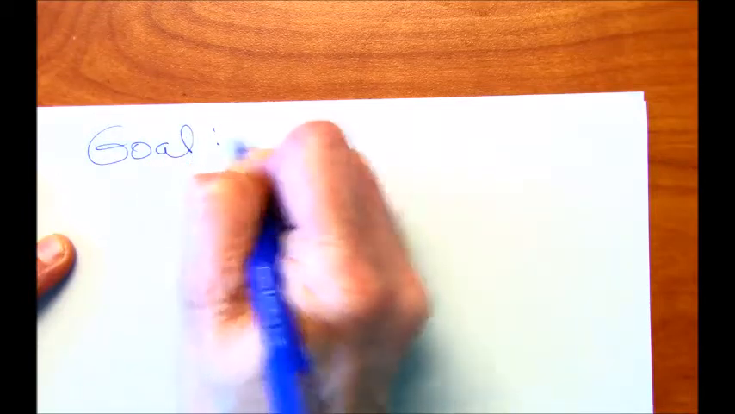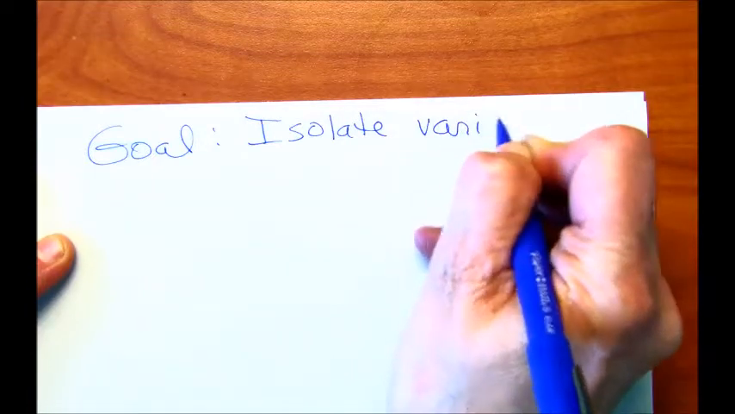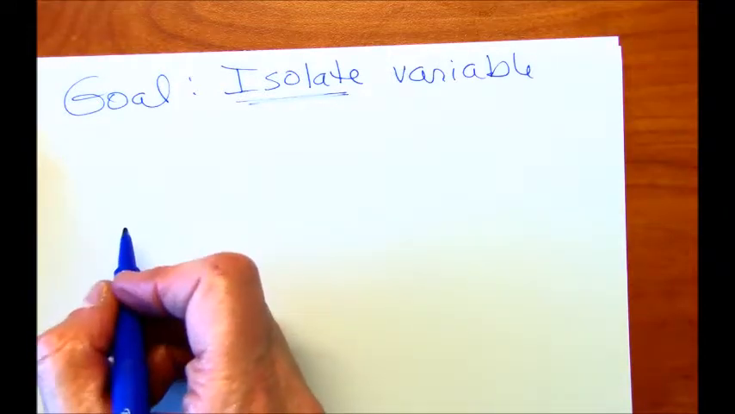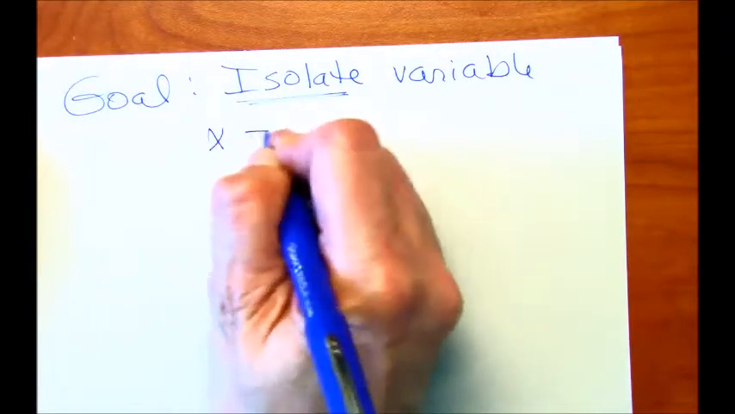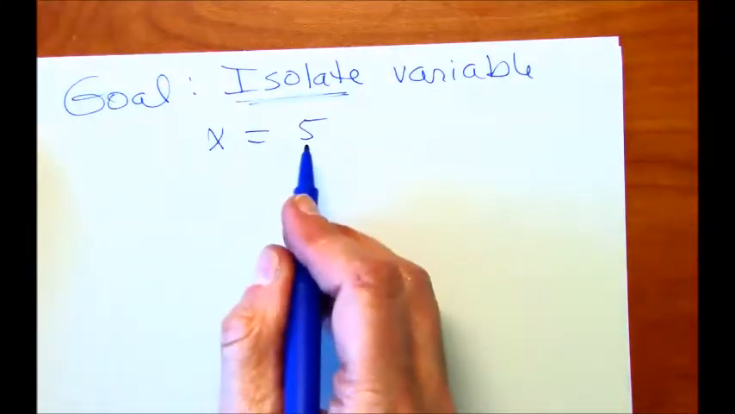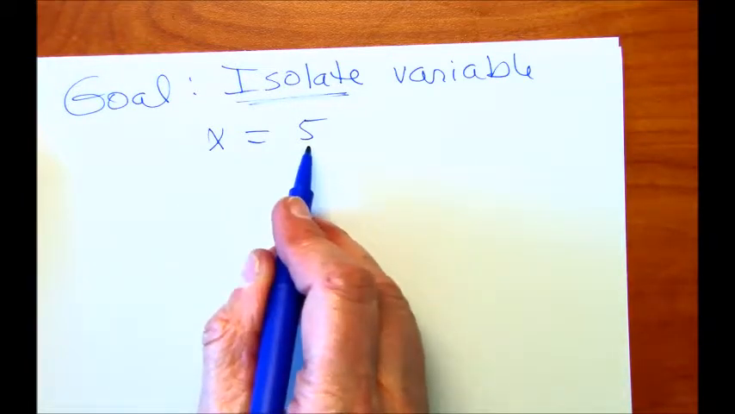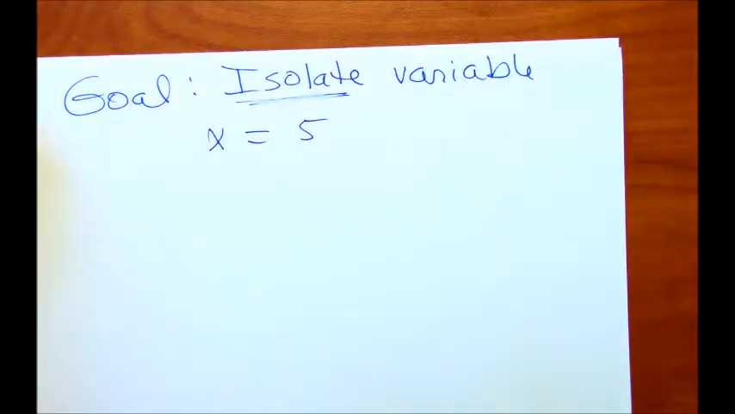And really, it's pretty easy to remember. The goal, of course, is to isolate the variable. What isolate means is all by itself. So on one side of the equal sign, you're going to have the variable, and then on the other side, you're going to have a value, and that value is going to represent the variable. If you were to plug in that value for the variable, your mathematical equation would be true.